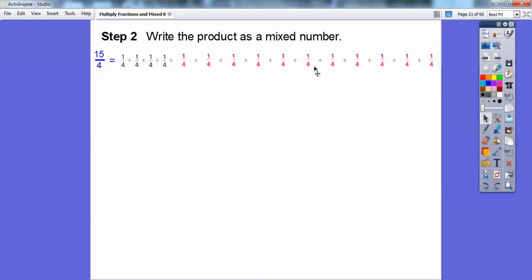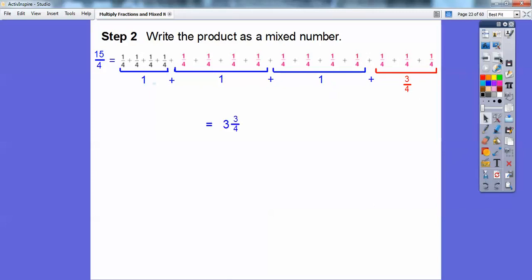And then 4 more is going to equal another 1. And then we have the leftover 3 of them. So the leftover is 3/4 right there. Okay, so 1 plus 1 plus 1 is going to get me 3, plus this 3/4 right here is 3 3/4. Okay, so Carter will make 3 3/4 turns after the 3 cycles.